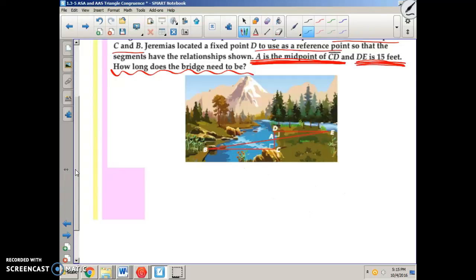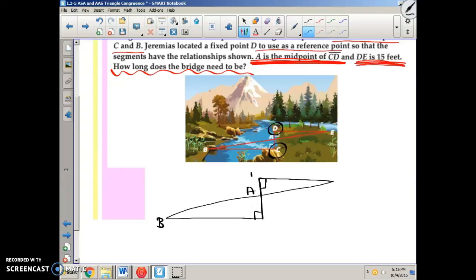Alright. Okay, now I got the picture of it. So this is our right angle, so that's why I had to redraw, because C and D are right angles, and then kind of do this little thing. There we go. Now we got our picture. I've got B, I've got A, and I've got D, and I've got E, and C. Well, in the directions it tells me DE is 15 feet, so let's mark that up. And it tells me that A is the midpoint of CD.